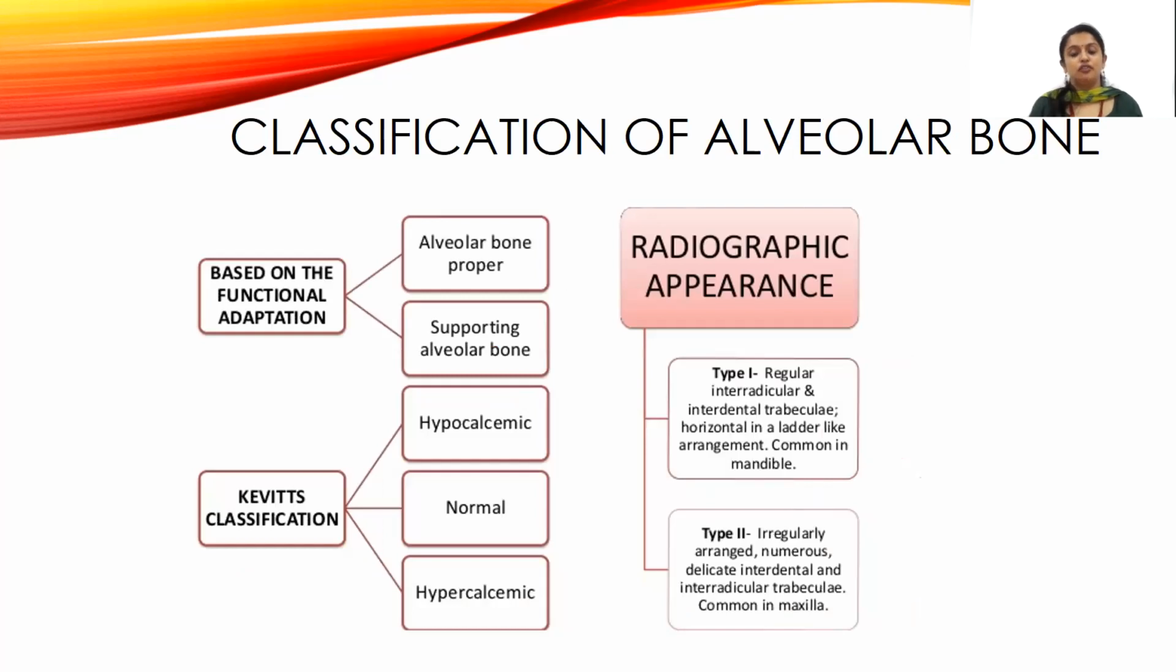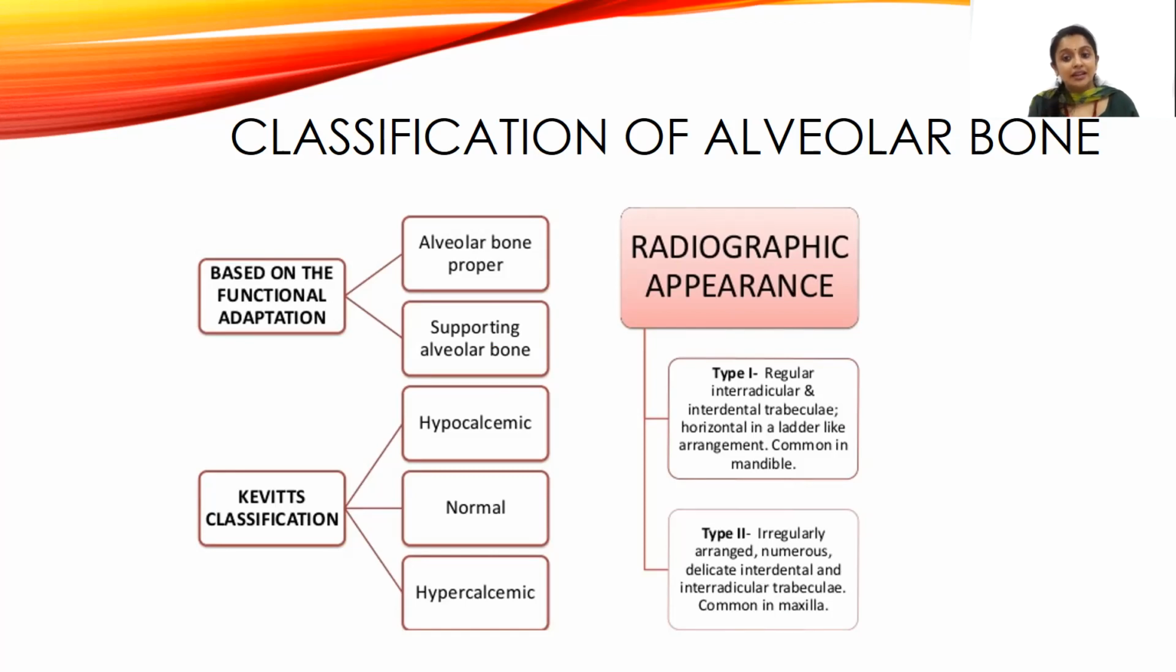Coming to the classification of alveolar bone. The classifications mainly depend on various functions as well as the appearance. Based on the functional adaptation, alveolar bone can be classified into alveolar bone proper and supporting alveolar bone. According to the composition, the Kevitz classification: hypocalcemic, normal, and hypercalcemic. Whereas by radiographic appearance, it can be divided into type 1 and type 2.